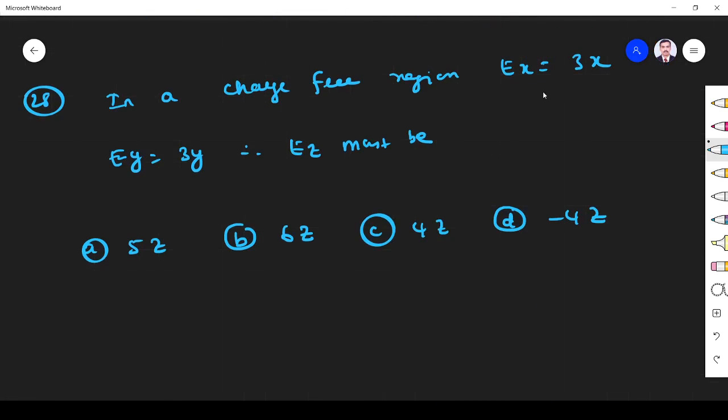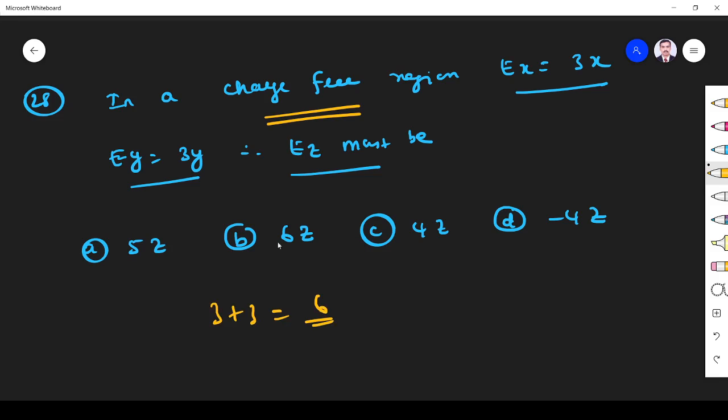In a charge-free region, Ex is equal to 3x and Ey is equal to 3y. What is Ez? Charge-free region means the total field divergence must be 0. So it is 3, it is 3, so 3 plus 3 is 6. So in the z direction, it should be minus. So the answer will be minus 6, because 3 plus 3 is 6, and that should be nullified. So the electric field should have minus 6z. The answer is minus 6, not plus 6, so you must be careful. I have to nullify this: in a charge-free region, the total should be equal to 0.